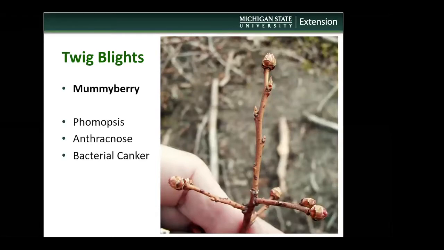So for twig blights, our major spring disease here in Michigan is mummyberry, and following that is Phomopsis and Anthracnose, and occasionally I've seen bacterial canker here, but I think it's more of a problem where you're at than it is here in our situation.